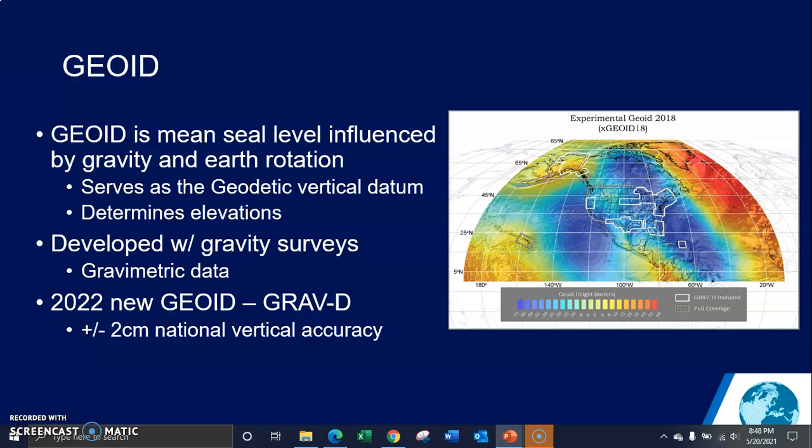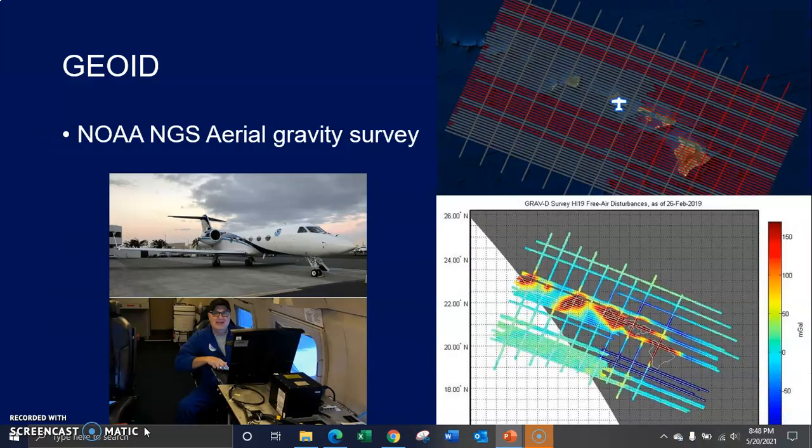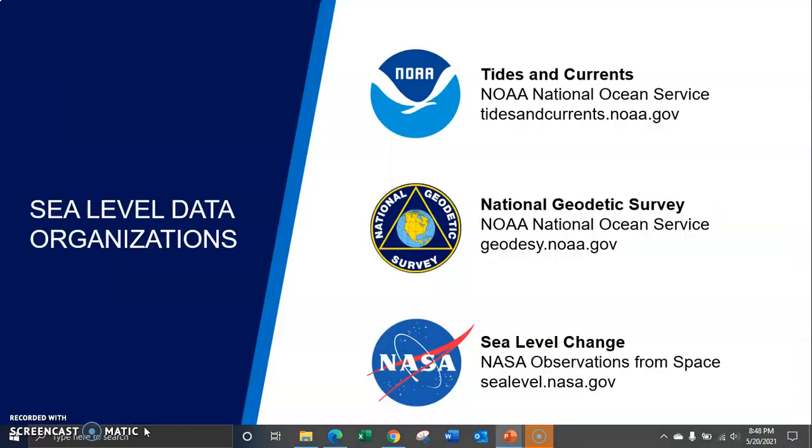And these are developed with gravity surveys and gravimetric data because, again, the main differentiating factor that occurs here is the gravity variations that occur across Earth. And in 2022, NOAA is going to be coming out with a new geoid which has a plus or minus 2 centimeter national vertical average anywhere in the United States. And here we can see how NOAA conducts most of their gravity surveys, and they do it via aerial aircraft platforms to cover the massive areas that they need to.